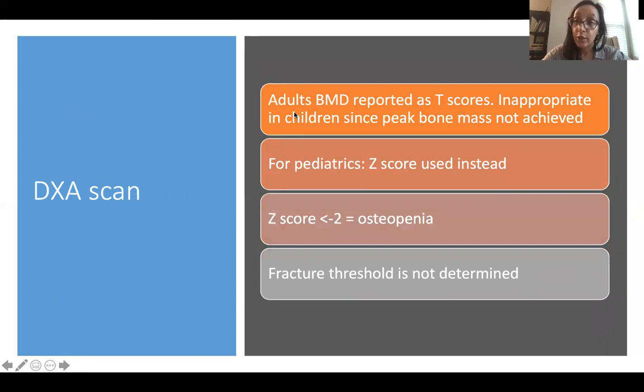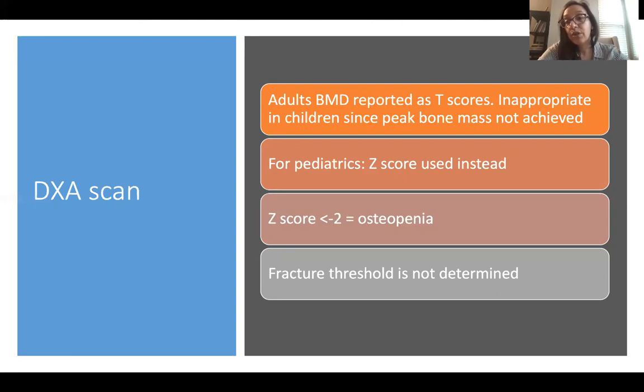So in adults, bone mineral density is reported as T-scores, meaning how does the adult compare to people who have already achieved peak bone mass development. So we cannot use that score for children because they have not yet achieved the peak bone mass. Whereas in children, we use Z-score, and we're familiar with Z-scores because we use them in growth charts and other things. So for pediatrics, we need to use Z-score. And the term for a Z-score that is less than -2 is osteopenia.